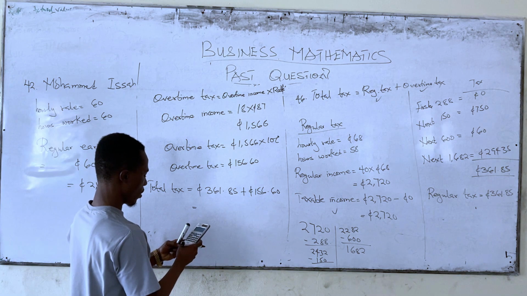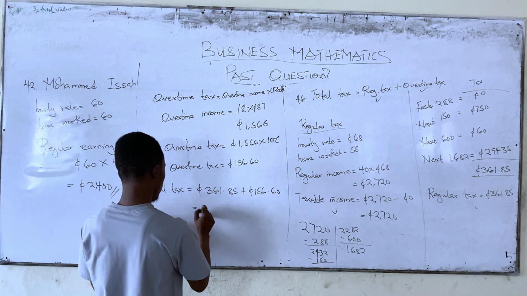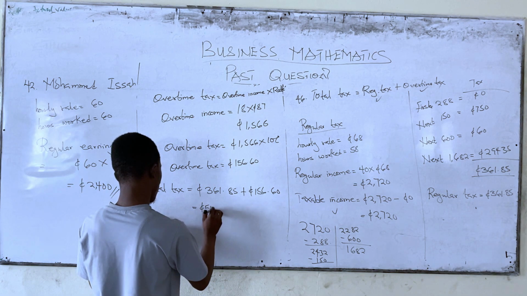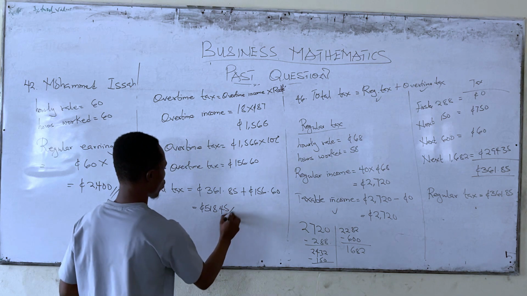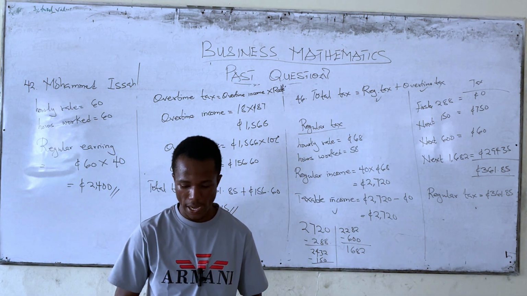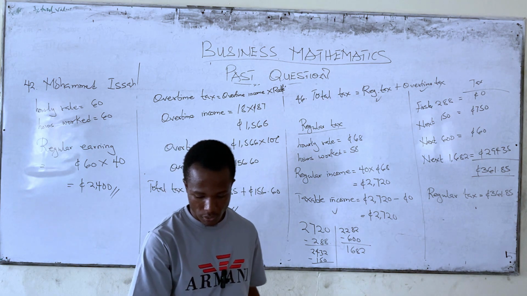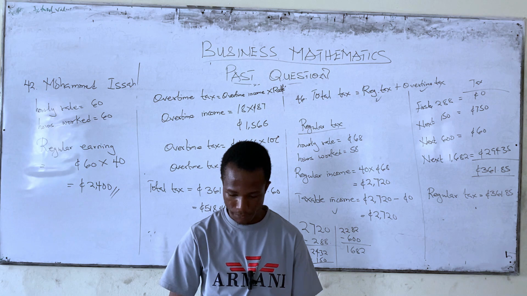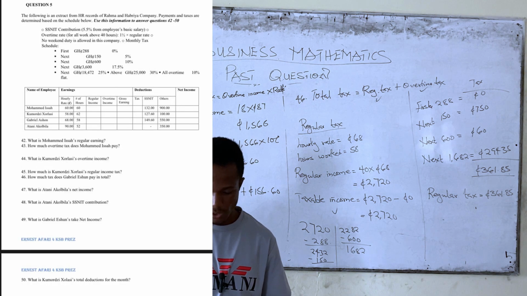361.85 plus 156.60, you have 518.45 as your total tax for Gabriel Ishan, and you are done. I hope that is clear. Okay, so that is question number 46. Now let's move on to question number 47.